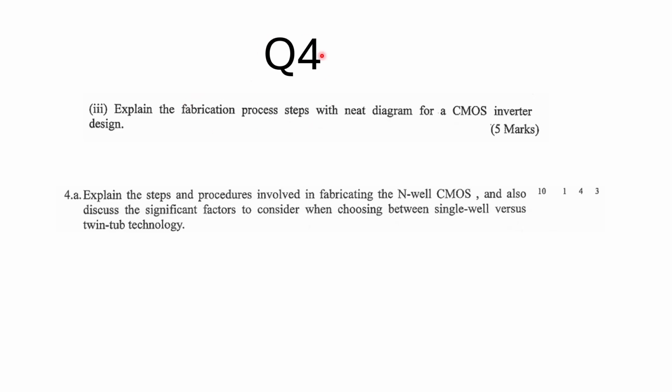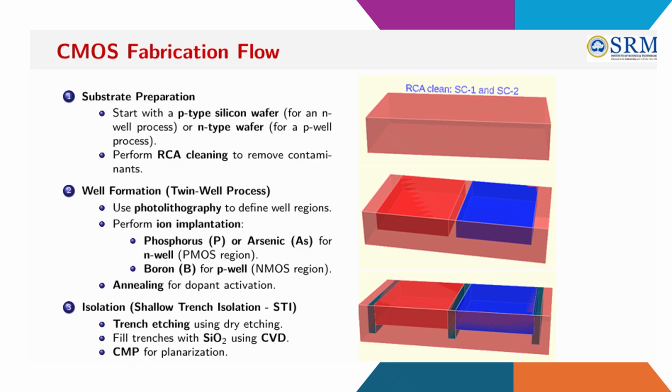Lastly, for the last question we are going to consider the fabrication. Explain the fabrication process steps with a diagram for a CMOS inverter, and another question like the process of fabrication related to the single well. So both questions are almost related. That is the CMOS inverter. We have already discussed this in our previous sessions. You may go through that, but shortly I'm going into the detail.